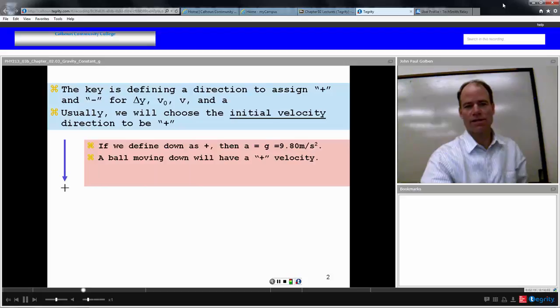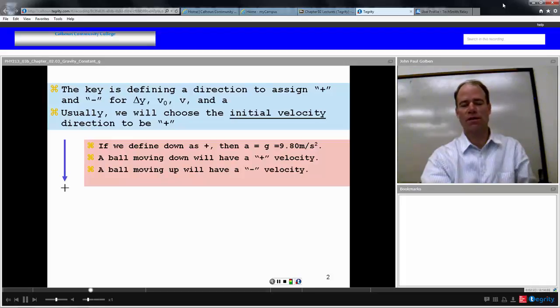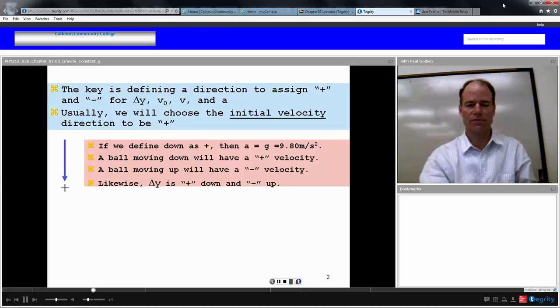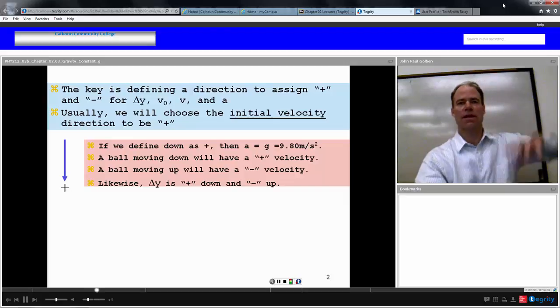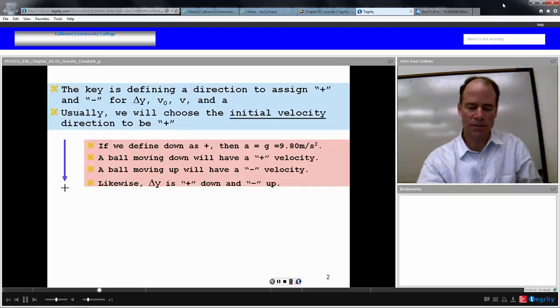So if I define down, then my acceleration will be equal to a positive g, 9.80 meters per second squared, and a ball moving down will have a positive velocity. If eventually it's moving up, it will be a negative velocity. Likewise, my displacement in a down direction will be positive, and any displacement up from my initial position would be a negative displacement.